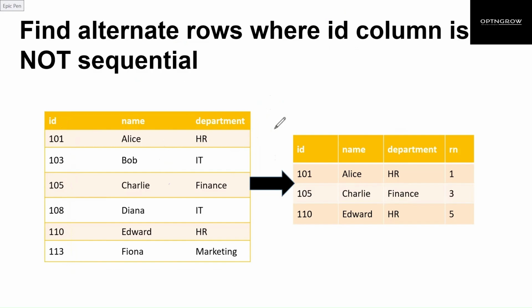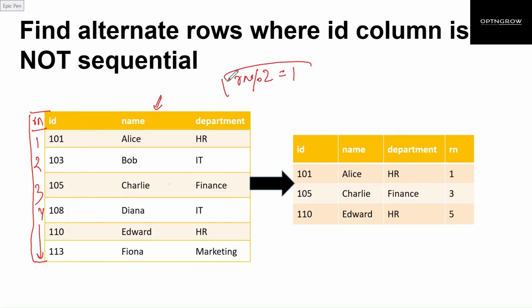So what we are going to do is make use of the window function ROW_NUMBER, and we are going to add one more column to this table. You can name it anything, and it will have 1, 2, 3, 4, and so on. Once we have this table, all we have to do is simply use the mod operator in order to get the alternate rows, the way we did it in the previous variation.